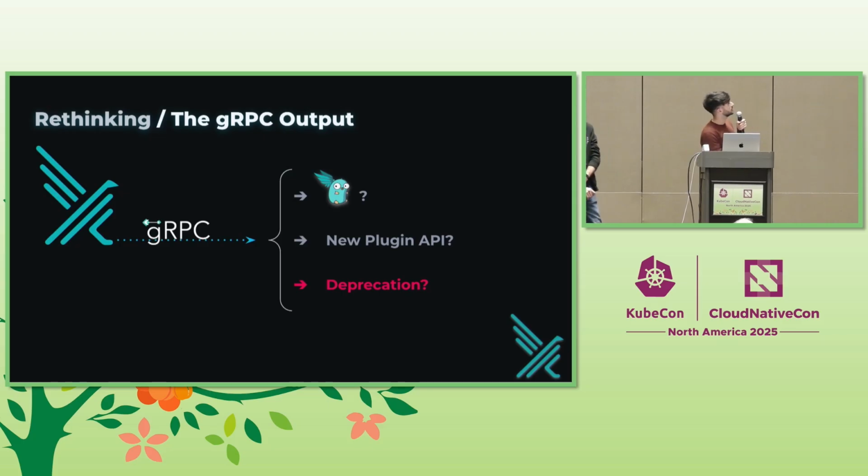So there are possible alternatives. We could move this gRPC output to Falco Sidekick, or we can even think to create a new plugin API. I don't know, we could call it output plugin API and enrich the plugin system, or we could even think to deprecate it. As always, we will ask for feedback on this topic again.